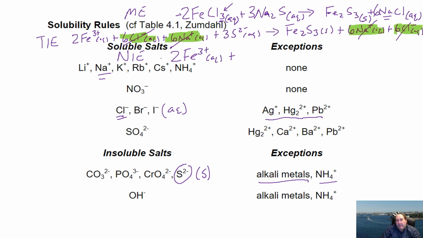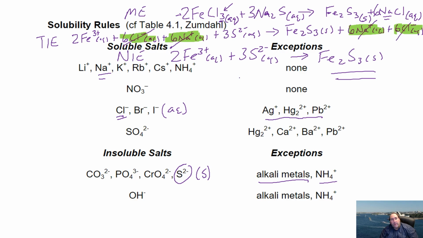ions going to come together with a few of our sulfide ions. And that is going to make our iron 3 sulfide here in this case. Once again, solid being formed, precipitation reaction, one of the reasons why a reaction takes place.